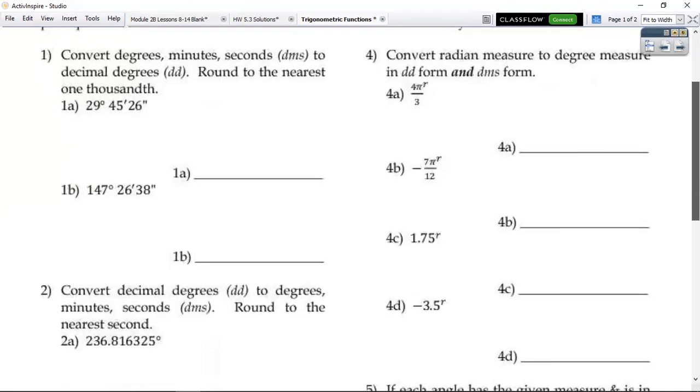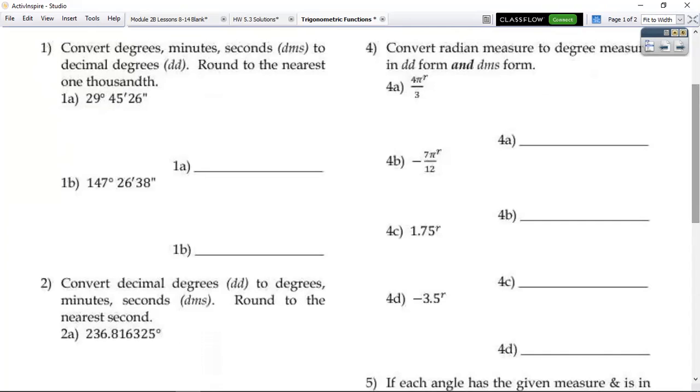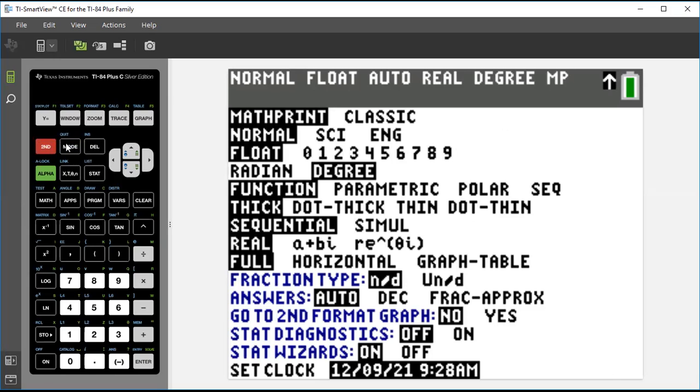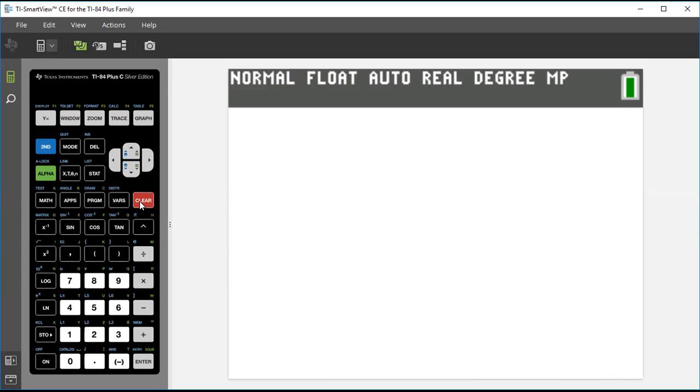So let's pick one from each section here. So number one is to convert degrees, minutes, and seconds notation, referred to as DMS, into decimal degrees. Round your answer to the nearest thousandth. So number one, to type that in, you are going to go to your calculator. Again, I need to make sure this is in degrees, which it is. So I am going to type in 29 degrees. And where do we get the degree symbol from? What do you hit? Second, apps. Yep. So you're going to pick choice one.